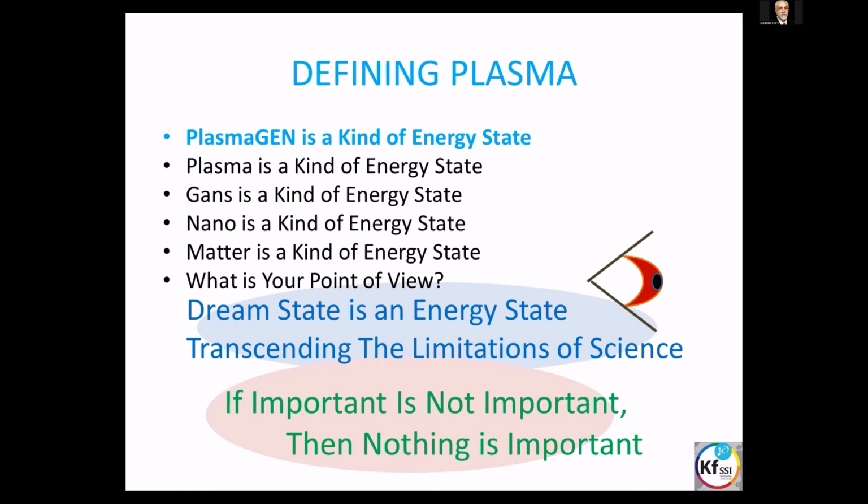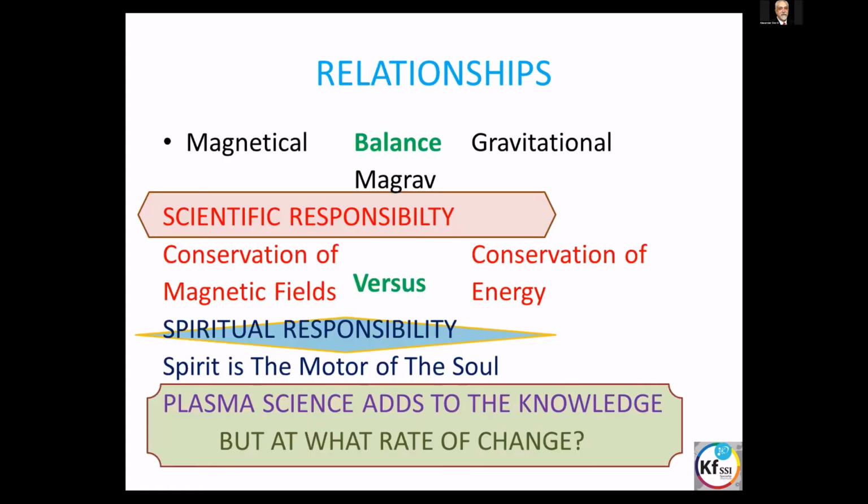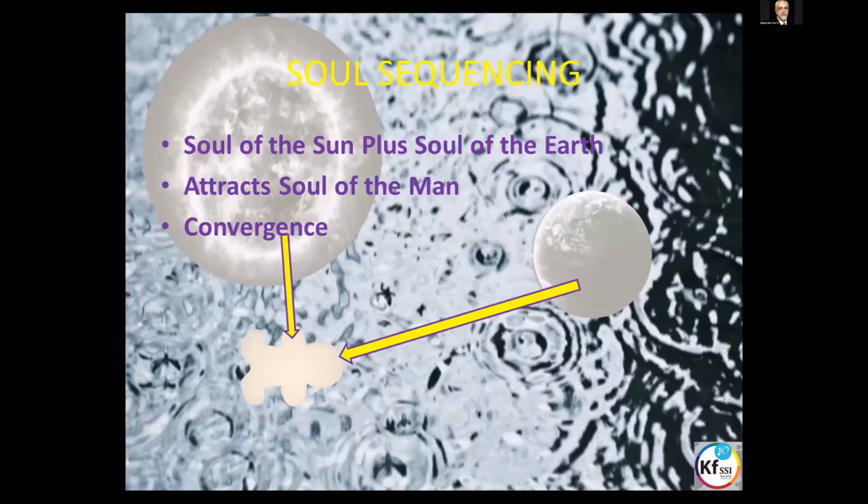And this is very, very important. We've come to an existential crisis, and I would say an existential crisis is very, very important. All this has to do with the relationships between magnetical and gravitational field balances, which we call a MAGRAV. And interestingly enough, we have to balance the scientific responsibility with the spiritual responsibility. The common denominator being the responsibility. So the plasma science adds to this knowledge. And now we know that we can change the rate of change by elevating our souls to a higher energy state.